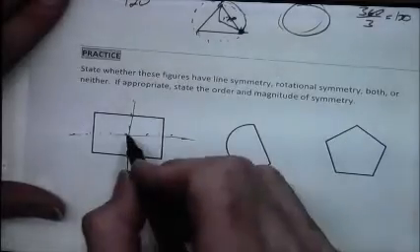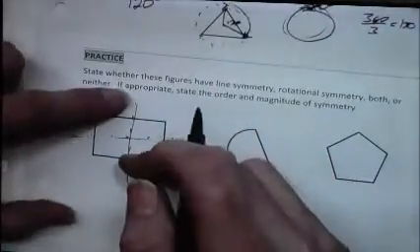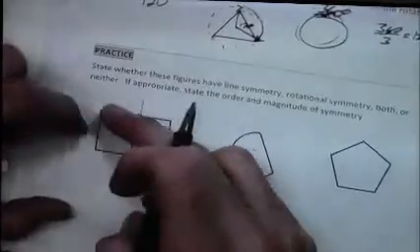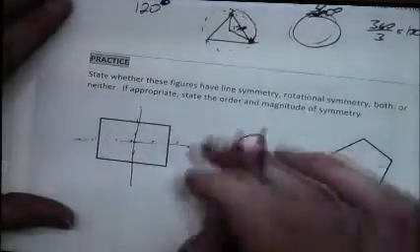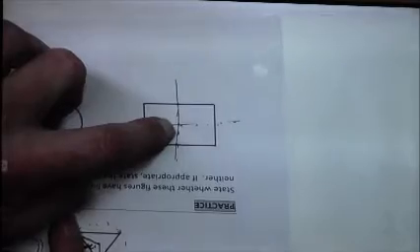And then if you rotated it, you'd have to go halfway around. So think visually about what would happen if you took that halfway around, and it's back to the same thing. So this one only has an order of symmetry of 2.